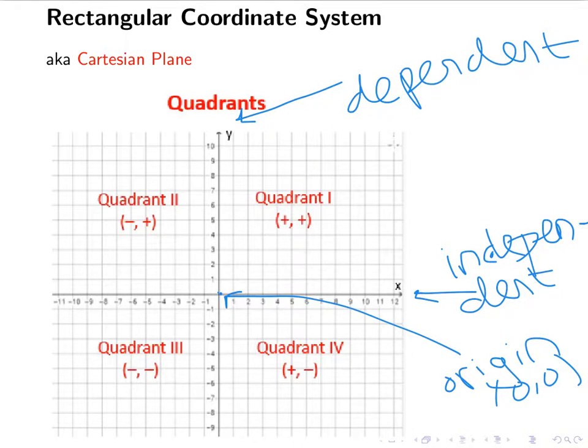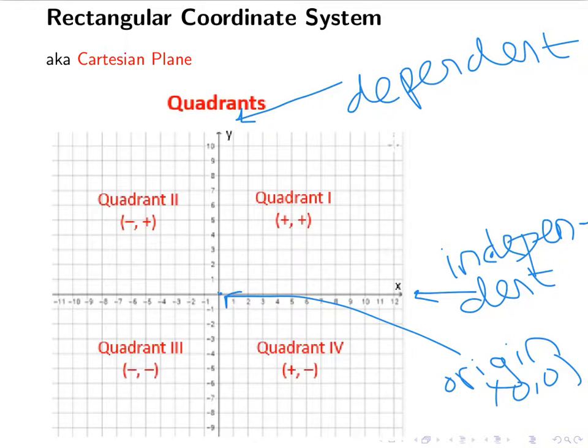Our points go x, comma, y. It's always the independent variable, then the dependent variable. It also is typically alphabetical. So x comes before y in the alphabet, so it's the x value, then the y value. You have parentheses around the two of them. So you'll always see parenthesis, x, comma, y, parenthesis.